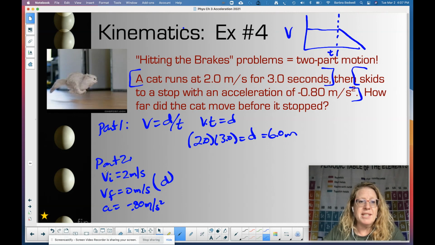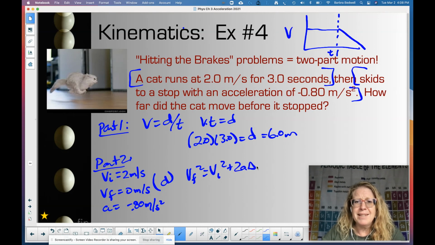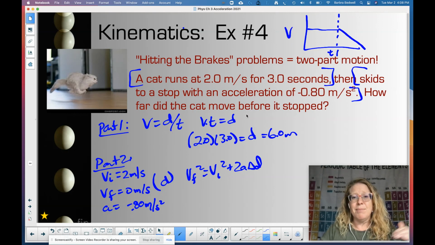So we can figure out how far it went during this second part of its motion. Do we have an equation that's got vi, vf, a, and d with no time in it? We do not know how long it took for it to stop. We know the first part was 3 seconds, but we do not know the time in the second part. That's important here. He ran for 3 seconds, then he skidded to a stop. That 3 seconds does not apply to the second part. So in the second part of our motion, we have to use a different equation: vf squared, ain't got no time for that, equals vi squared plus 2a delta d. Again, that 3 seconds was during its constant motion phase.